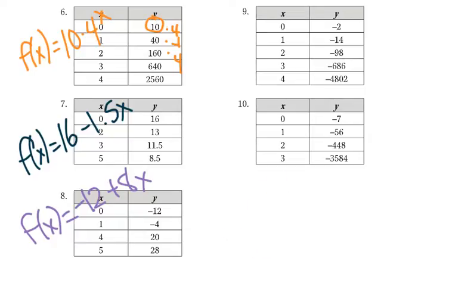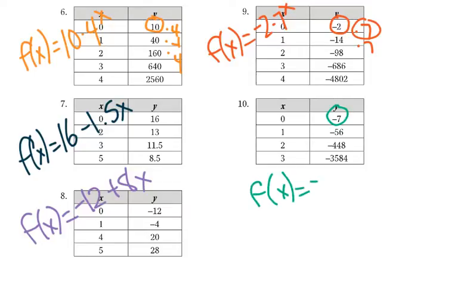Alright, now 9 and 10. So 9, we've got our start number, so f of x equals negative 2. Then we get to negative 14, so what if we times by 7? Negative 2 times 7 is negative 14, times 7 again is negative 98. So growth times 7, it's exponential, to the x. Last one, negative 7 is our start, so f of x equals negative 7. How do we get to negative 56? Negative 7 times 8 gives us negative 56, times 8 gives us negative 448. There's our growth, times 8 to the x.